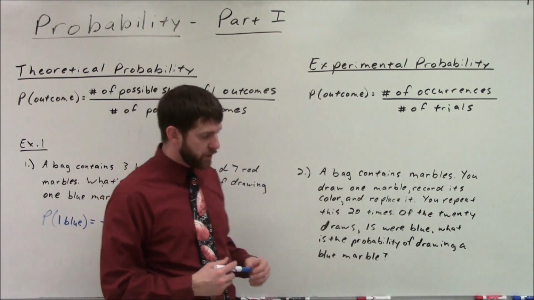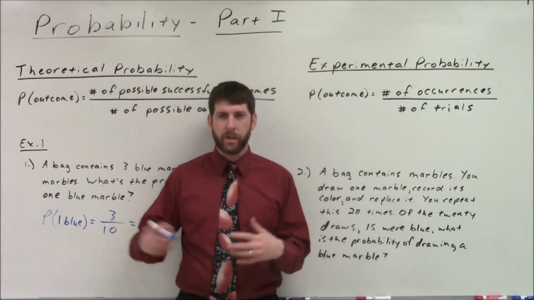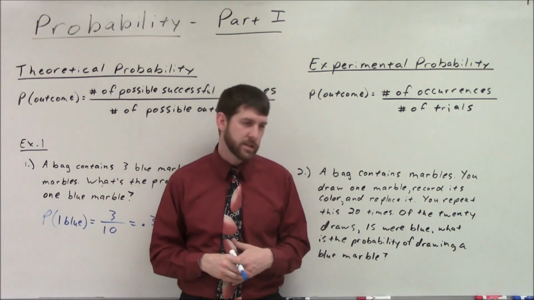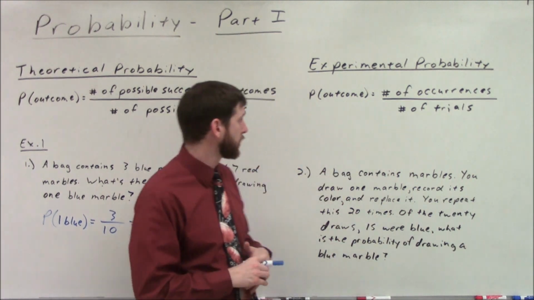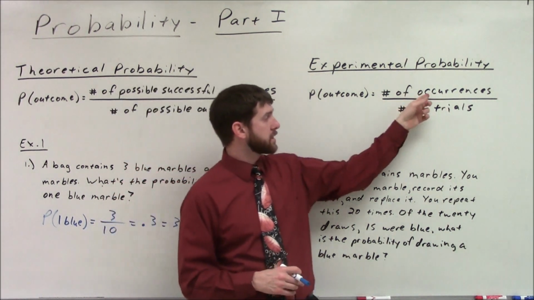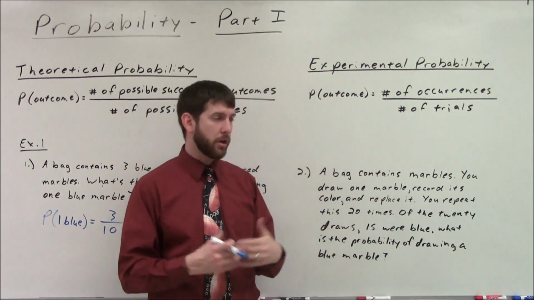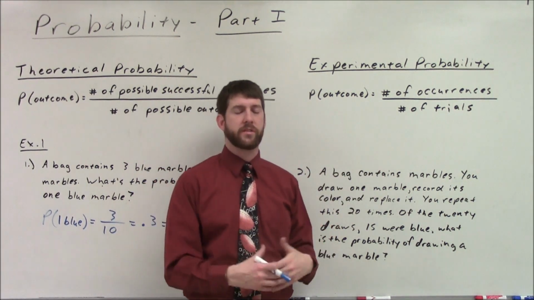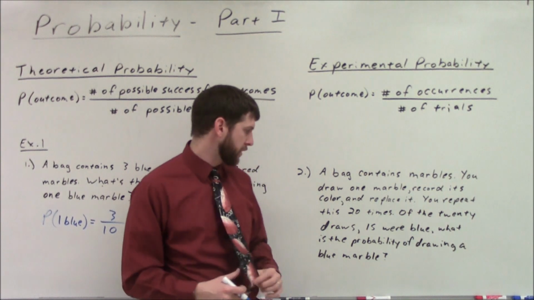Experimental probability works kind of differently. We don't really care how many there are. What we care about is how many times we've executed this type of thing. We call those trials. So the probability of an outcome in experimental probability is the number of times this event has occurred, and then dividing that by the number of trials. So what percentage of the time did we get the outcome that we're looking for?